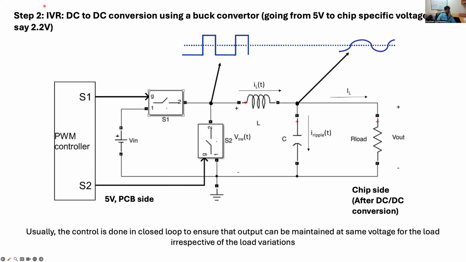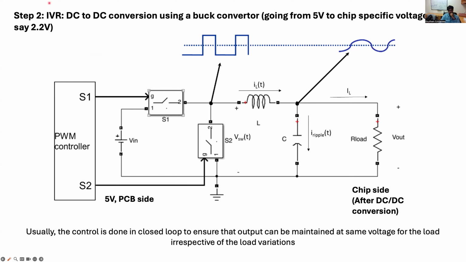And how that is done is by using something called a DC to DC converter. And usually there are many ways to do this DC to DC conversion, but the way we are going to talk about here is called a buck converter. So this would, for example, convert the 5 volt input to say a 2.2 volt DC output, right? And there are also other methods such as switched capacitors, which I won't really go into here.